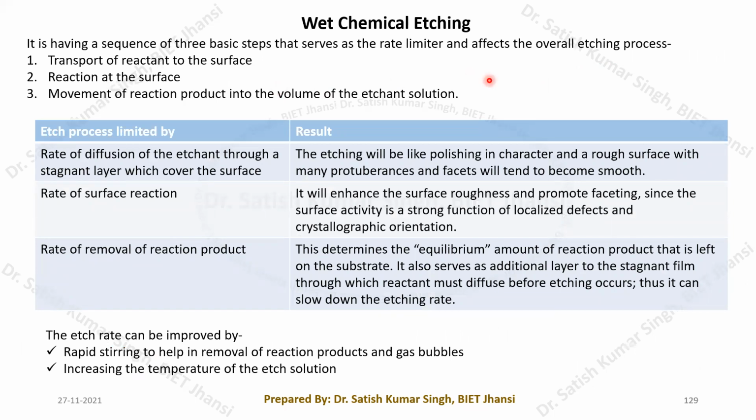So here we have to understand that the wet chemical etching process is generally limited by these three factors. The first factor is the rate by which we are transporting the chemical agents to the surface of the wafer. The second one is how fast this chemical is actually reacting over the surface. What will be the chemical reaction rate?